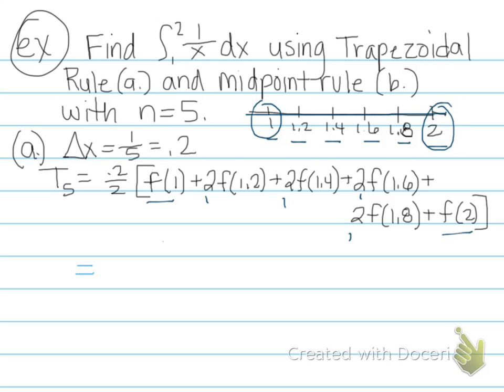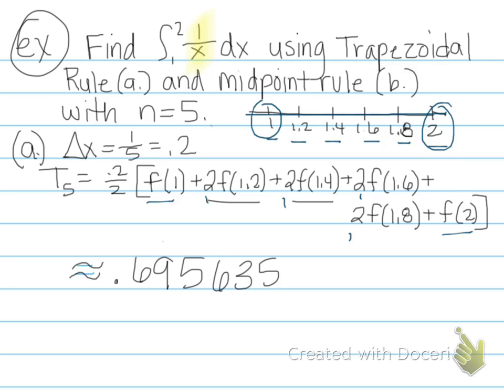Now f of 1 is going to be, we're using this f of x up here. Highlight my f of x for you. That f of x up there, 1 over x. So 1 over 1 is 1. 2 times 1 over 1.2, come from here. 2 times 1 over 1.4, etc., all the way through. Work that out. Pause the video if you need to. When you work that out, your answer will be approximately 0.69563-ish.